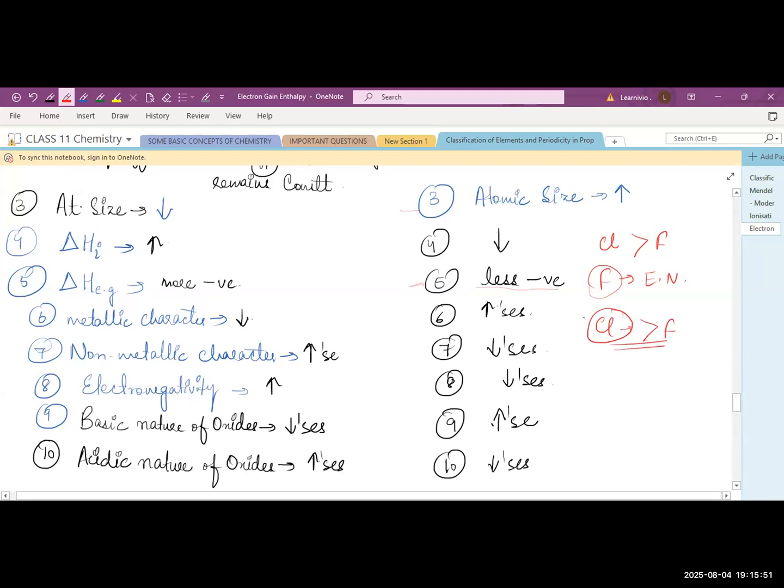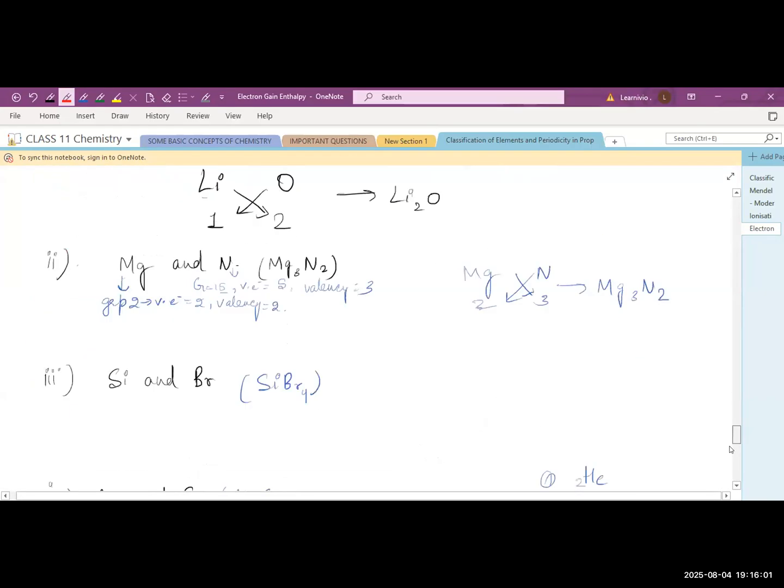Just remember, right? This is the exception case, right? So it doesn't follow the regular trend. Okay, so in exams, don't make this mistake. Clear?